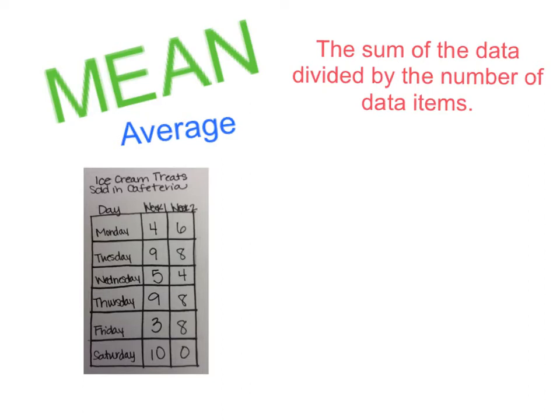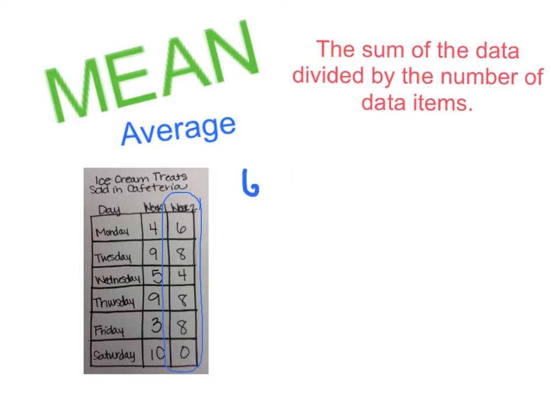So I am going to look at our information here from ice cream treats sold in the cafeteria, and I'm going to focus on week 2. So I'm going to look at the numbers and the results of week 2 of how many ice cream treats were sold each day, and I'm going to find the average. So to do that, I have to add all of them up. So I am going to take all of my numbers and find my sum.